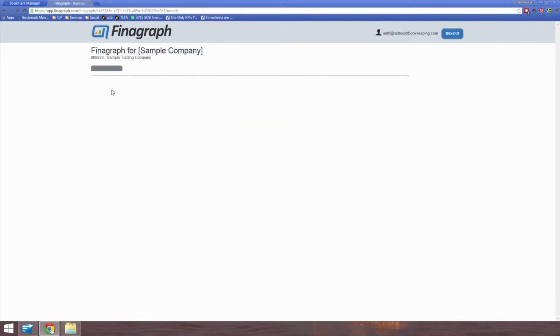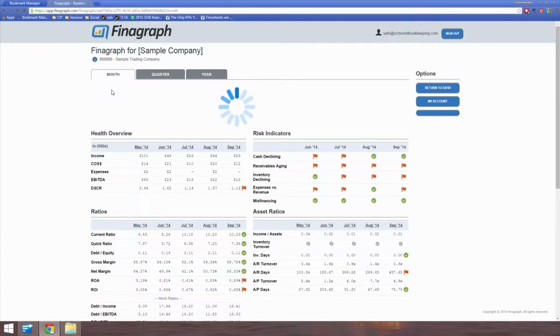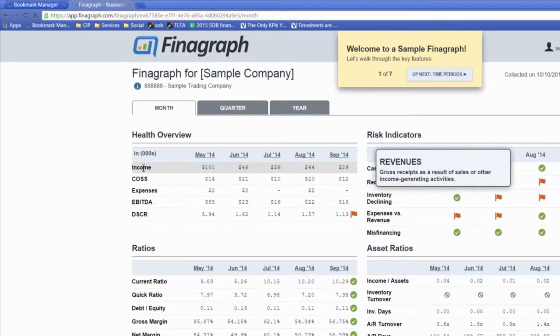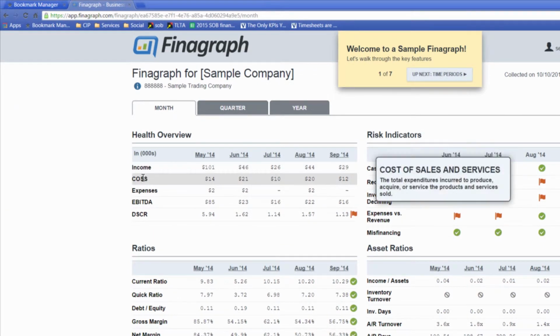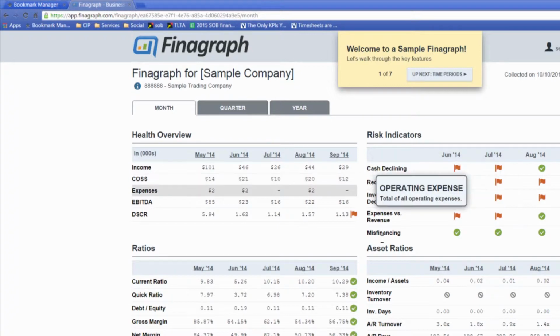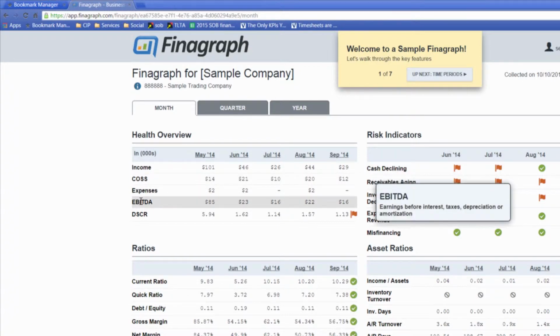So that's the first thing, and I think it's probably important as the first thing that you know within Finagraph how to get to, like I said, what's standing behind the data that you're looking at in the Finagraph. You've already seen that you can hover your mouse over any of these row headers here, and you'll get a definition of what you're looking at. So again, I would certainly take my time if I were you to go through each of these and make sure that you understand all of it.